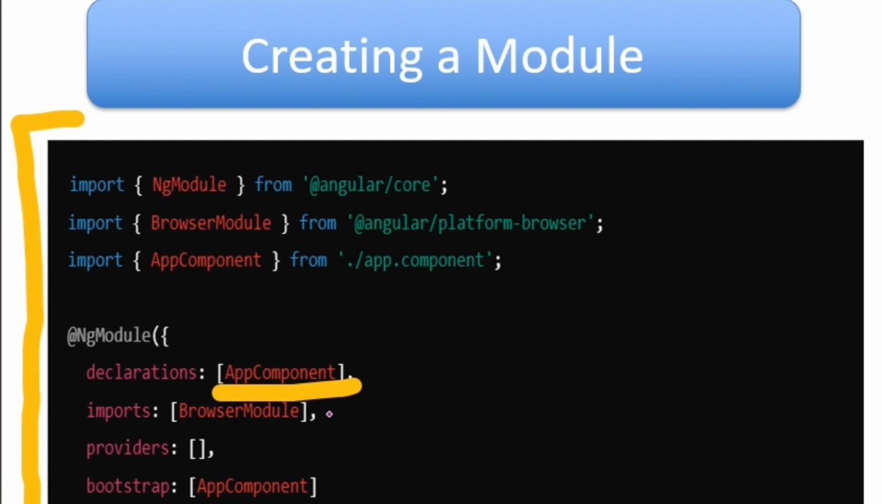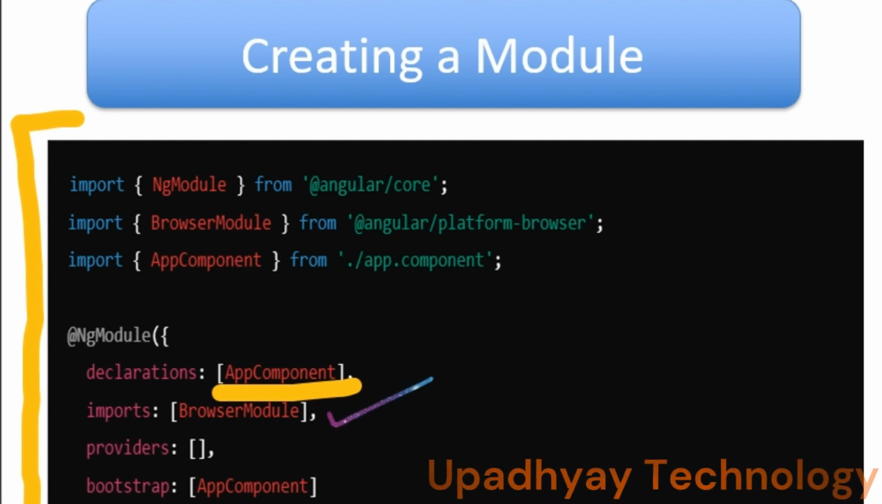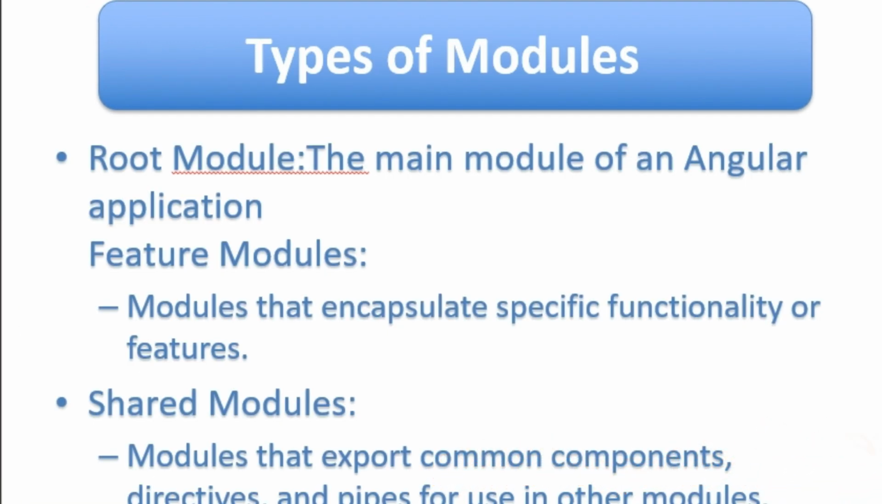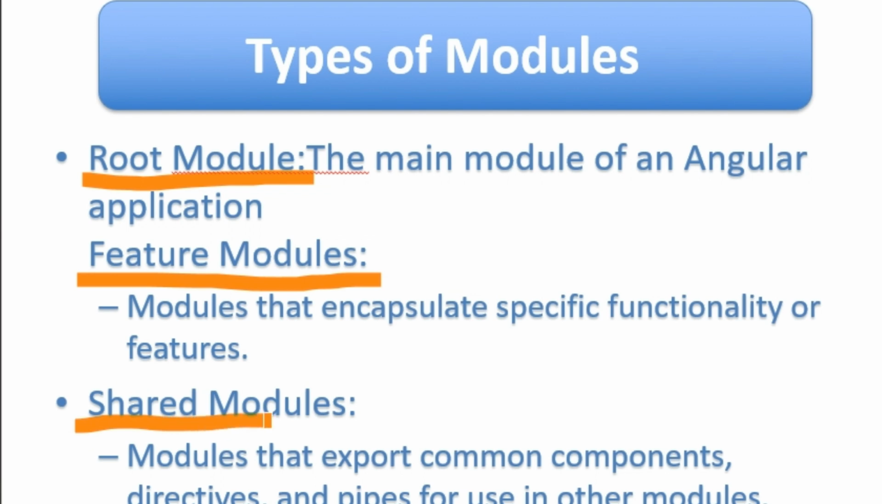Types of modules. There are several types of modules in Angular. Root module. This is the main module of an Angular application, often referred to as AppModule. Feature modules. These encapsulate specific functionality or features of the application, making it easier to manage. Shared modules. These are used to export common components, directives, and pipes for use in other modules. By categorizing modules this way, we can enhance the organization and maintainability of our code.